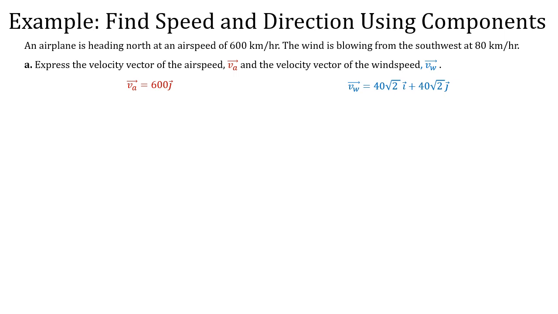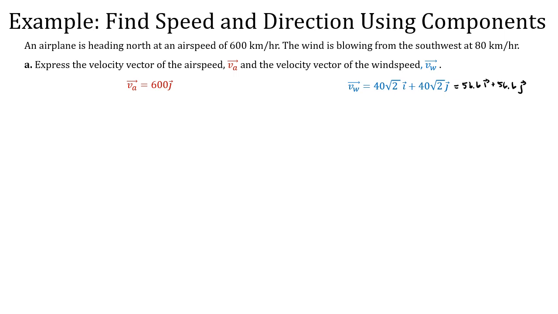Now, if you were to want to sort of wrap your head around what that wind speed vector represents, you could put 40 times the square root of 2 into your calculator, and you would get that 40 times the square root of 2 is around 56.6 i. So it would be that number again, j.